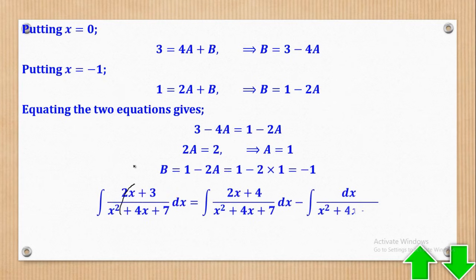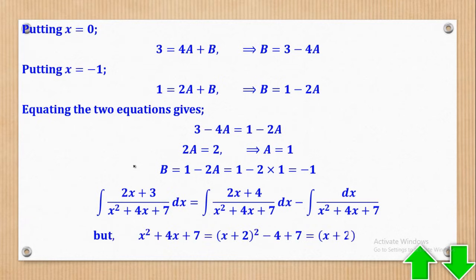Therefore, this given integral is the same as this plus this. So this is a, remember a is 1. So a times the derivative gives you that minus, because of this negative 1, so minus dx over this denominator. But you already know that this one, you can complete squares, so this becomes this.